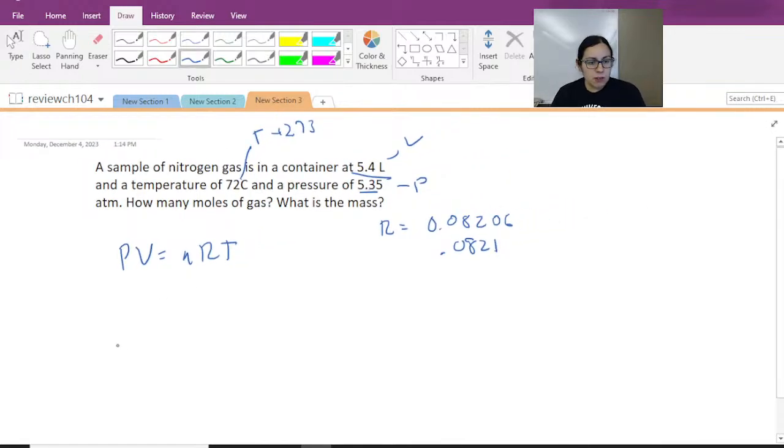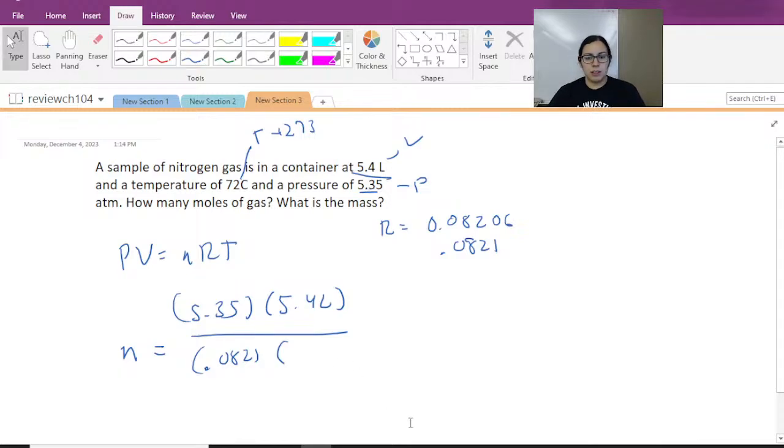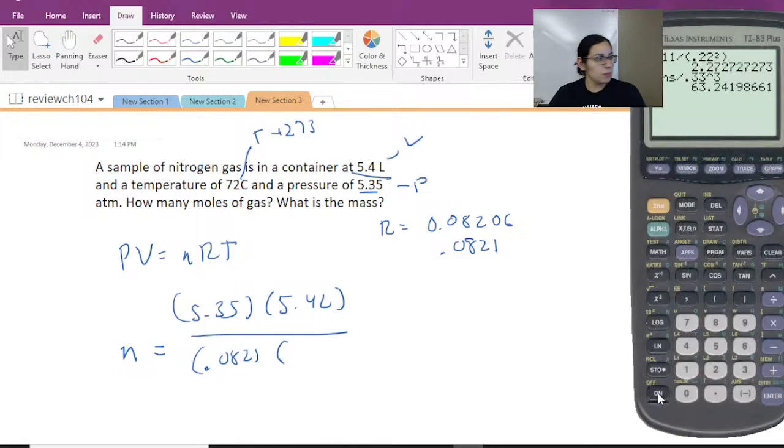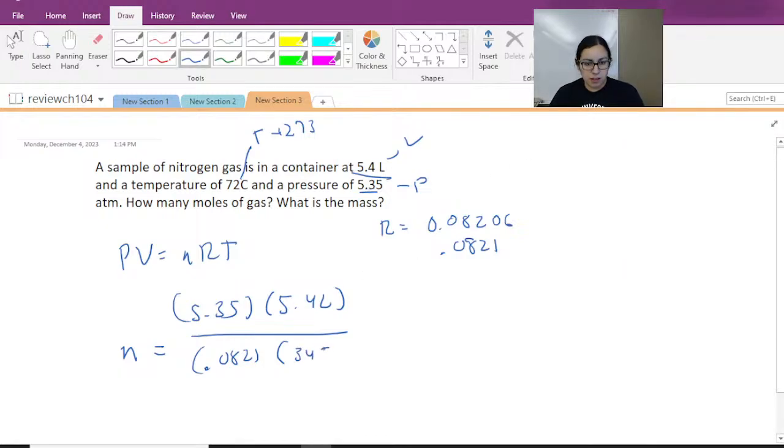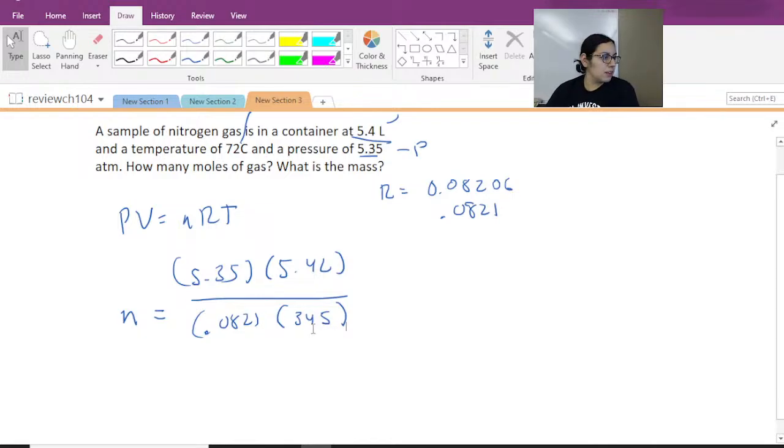So now we just have to solve for moles, so we could rearrange and plug in pressure times volume divided by our gas constant. And then 72 plus 273, so about 345 there. And so what did people get for n?